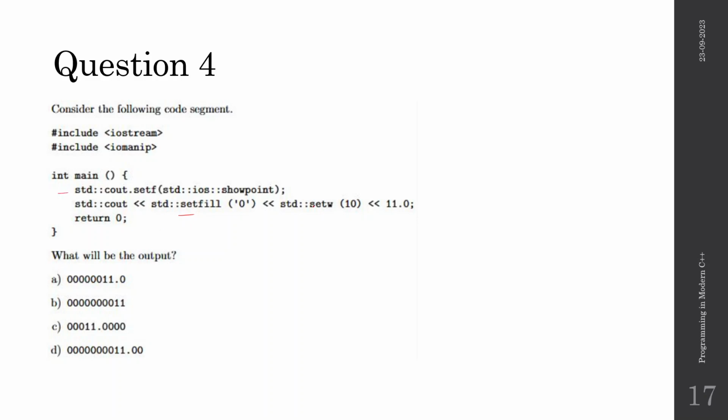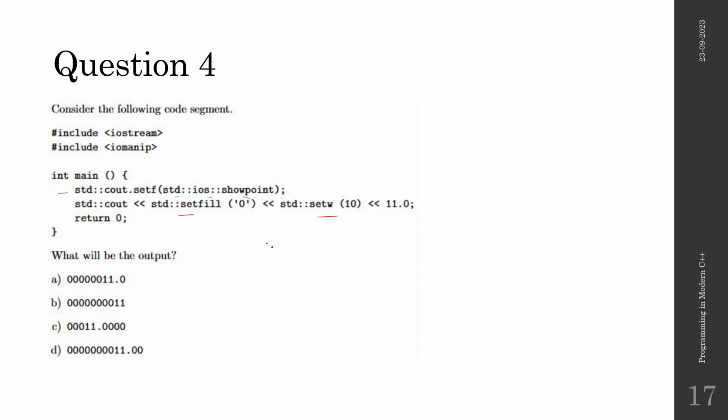properties of the stream. Okay, so the first function is the std cout setf, and we are calling it with the argument std::ios::showpoint. So this argument will basically manipulate the cout stream such that it always shows a decimal point.